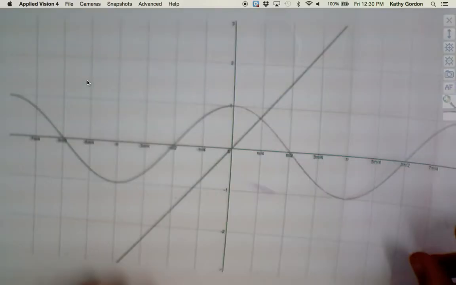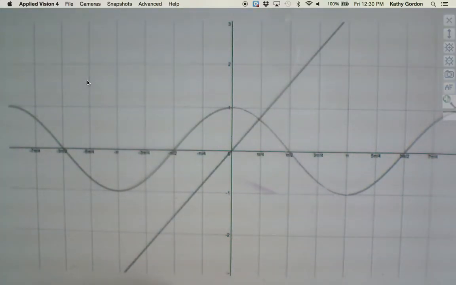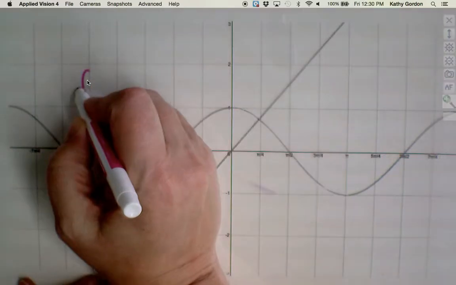Okay, so our other trig functions are pretty similar to this. So let's go through the same process here. So this is what function? Cosine.